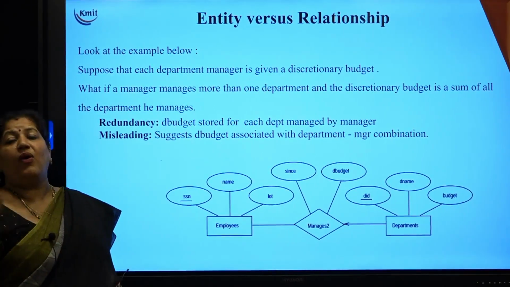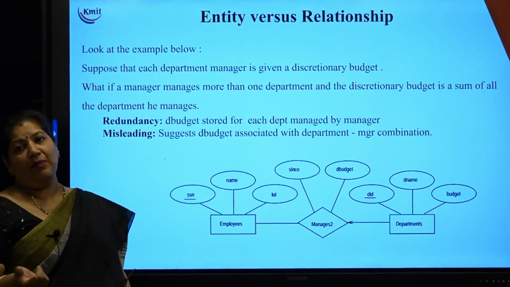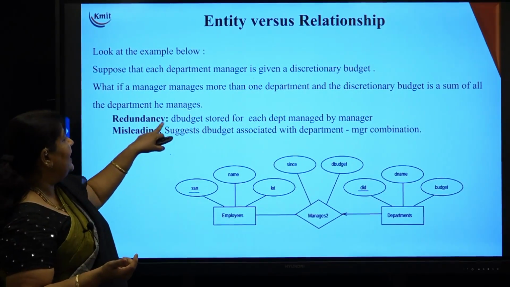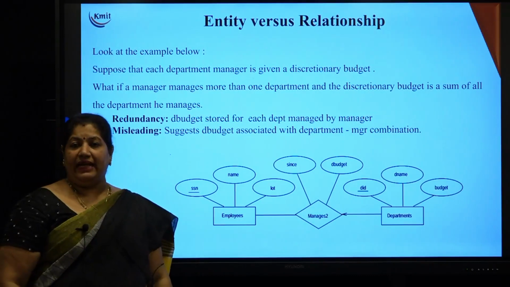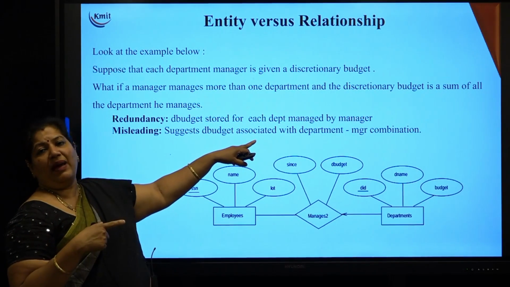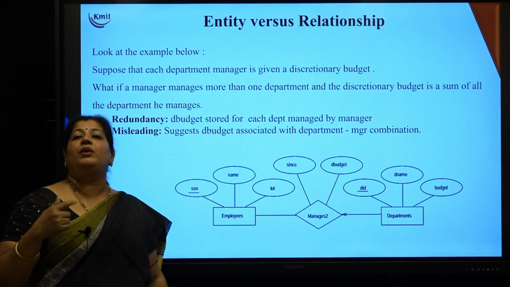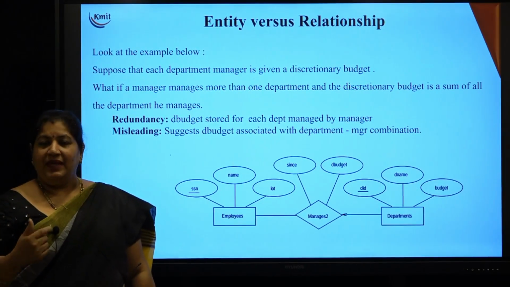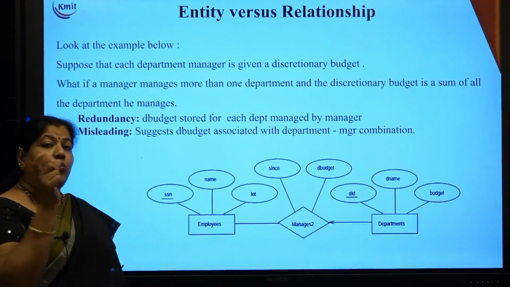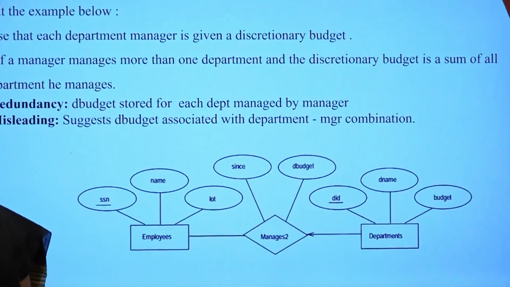if the discretionary budget is the sum of all the departments he manages, then problems arise like redundancy or being misleading. Redundancy is that every department managed by that manager will have the same budget value repeated. Misleading is that I will not be clear about which department is allotted which budget.